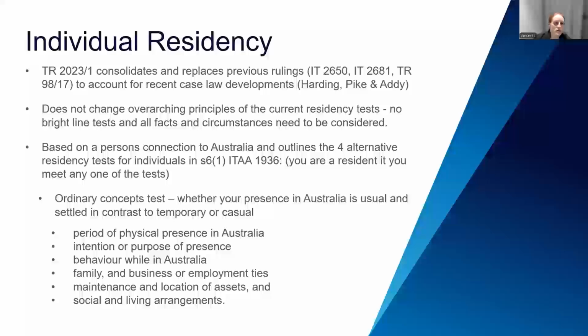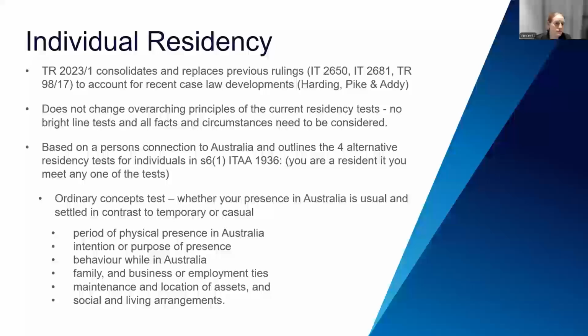So there was a tax ruling in 2023 that consolidated and replaced a bunch of other rulings to account for recent case law developments. It doesn't change the overarching principles of the current residency tests. There's no bright line test, and all the facts and circumstances need to be considered. It's based on a person's connection to Australia, and it outlines 4 alternative residency tests.